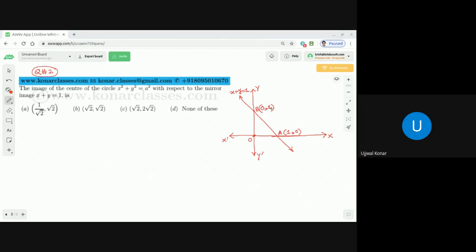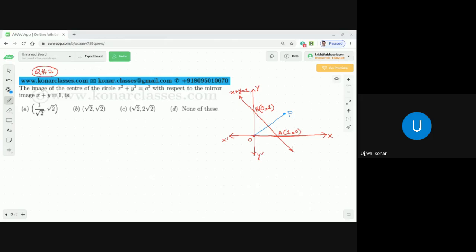Okay, and then if you think about the image, what is the nature of the image? The O will be looked at somewhere here, O dash. Suppose O will be looked at the point P. And what is our task, dear students? Our task is to find the coordinate of the point P.